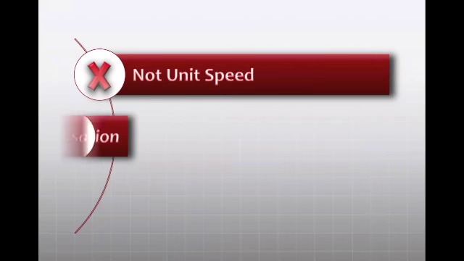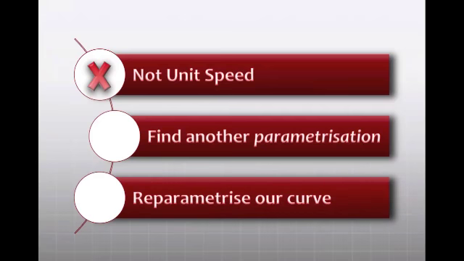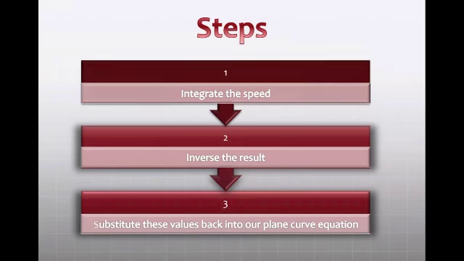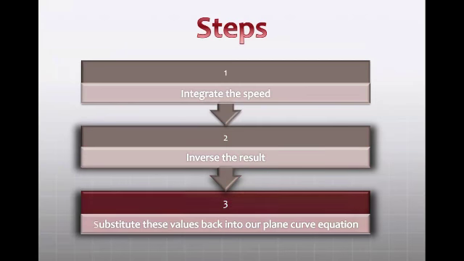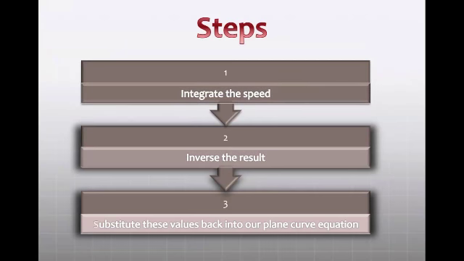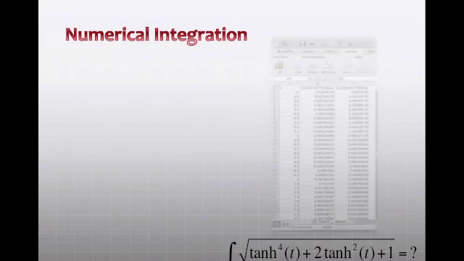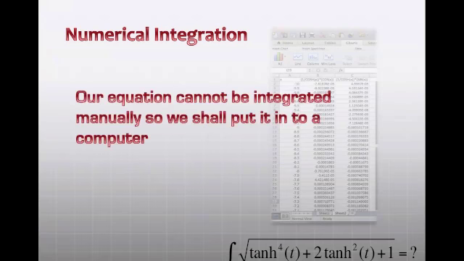Now, if we want to make it unit speed, we could try and find another parameterization, and the way that we can do that is to reparameterize the curve that we've already got. And there's 3 steps associated with this reparameterization. The first step is to integrate the speed, the second is to inverse that result, and the third is to substitute that inversed result back into our plane curve equation. Now the problem with the first step is that we can't actually integrate our function by hand, but we can do it on a computer or in a calculator, and by using some simple codes in Excel we can do this numerically.